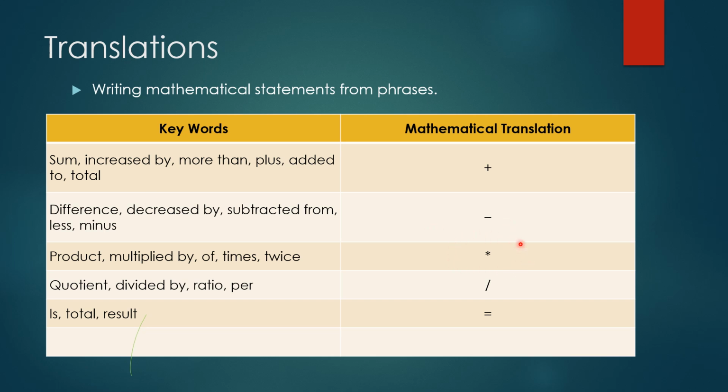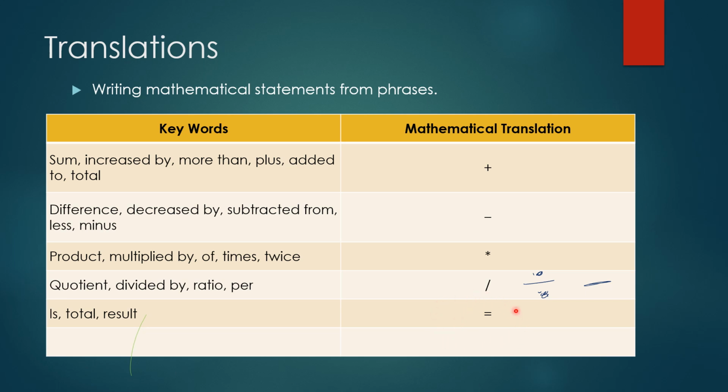When it comes to the product, or the multiplication, we have product, multiplied by, of, times, and specifically twice. We also could say thrice. Thrice is another way of saying 3 times. We have quotient. And this is one way you can show the quotient, but we could also show it a different way. We say the quotient is also division symbol or even a fraction bar. Both of these would be seen as division. And division could be seen as quotient, divided by, ratio, or per, and the equal sign.